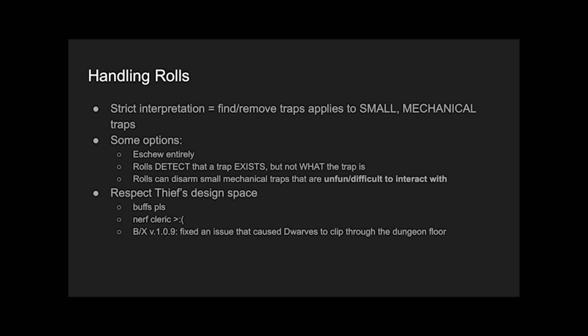If traps can be detected and evaded by interaction, what's the point of rolls? In my home games, we rarely roll to detect or remove traps. In a strict interpretation of the rules, a thief's chance to find or remove traps is for small mechanical traps such as a poison needle trap and a lock. Essentially, traps that are difficult to detect or disarm by interacting with the world.